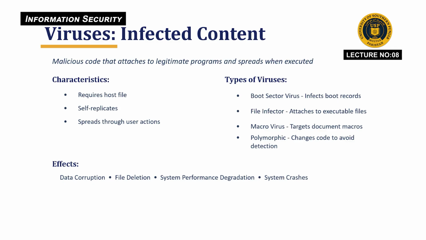There are different types of viruses, like boot sector viruses, which infect boot records; file infectors, attached to executable files; macro viruses, which target document macros; and polymorphic viruses, which change code to avoid detection. Viruses may corrupt data, delete files, slow down the system, and cause crashes. Users should avoid opening unknown files.